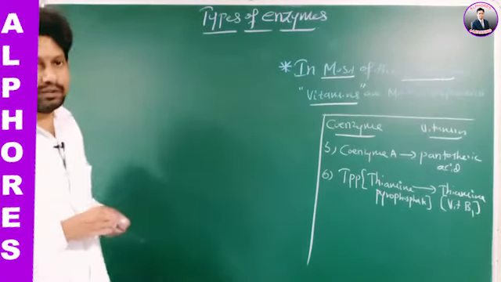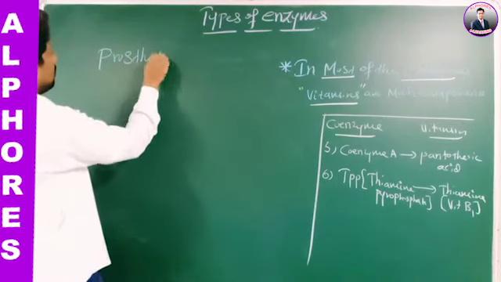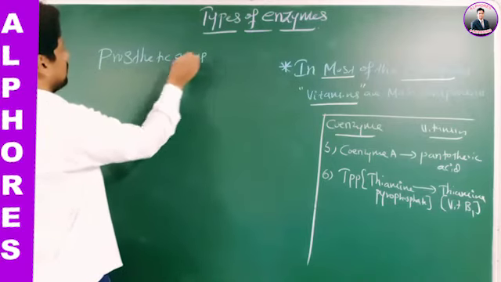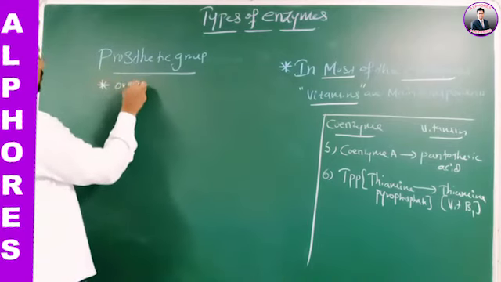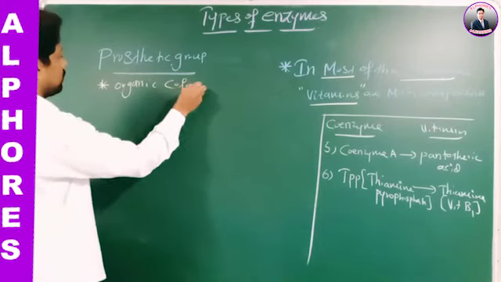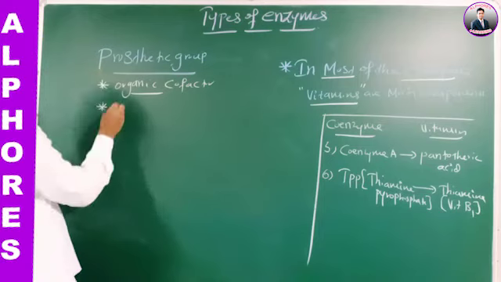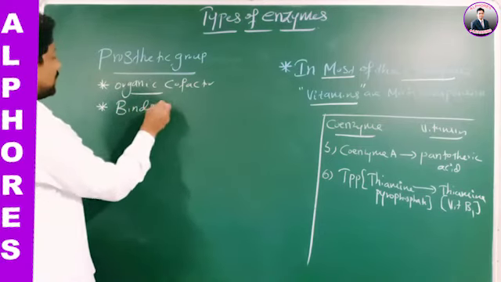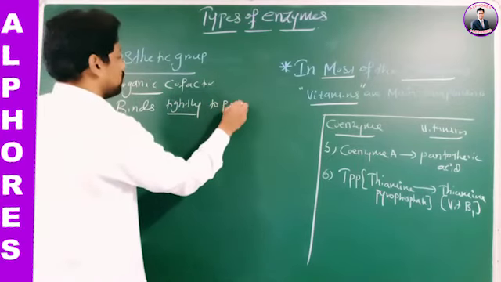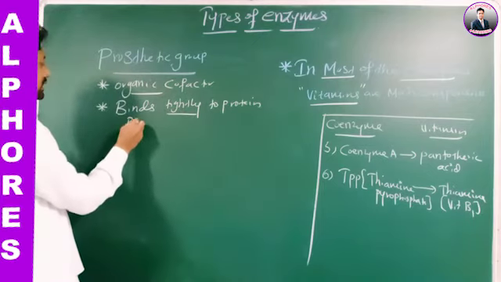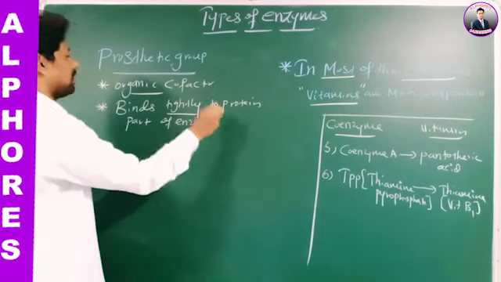Go for the last type of cofactor: the prosthetic group. It is an organic cofactor. How does it bind? The prosthetic group binds tightly to the protein part of the conjugate enzyme.